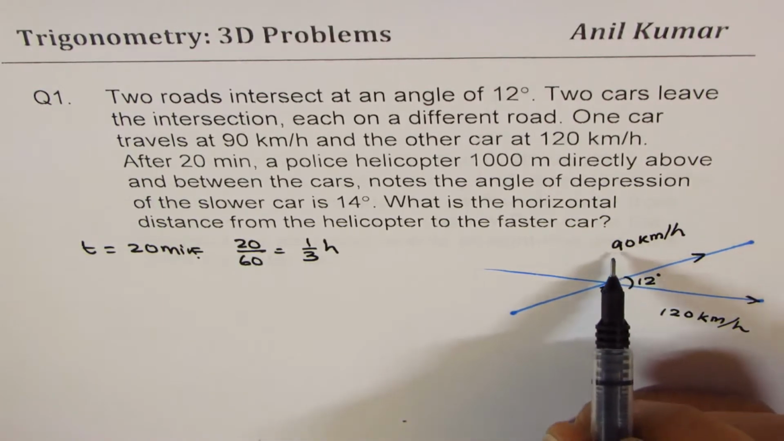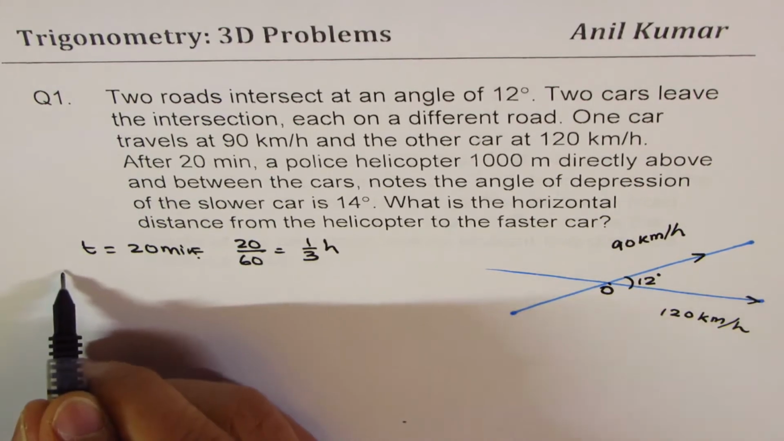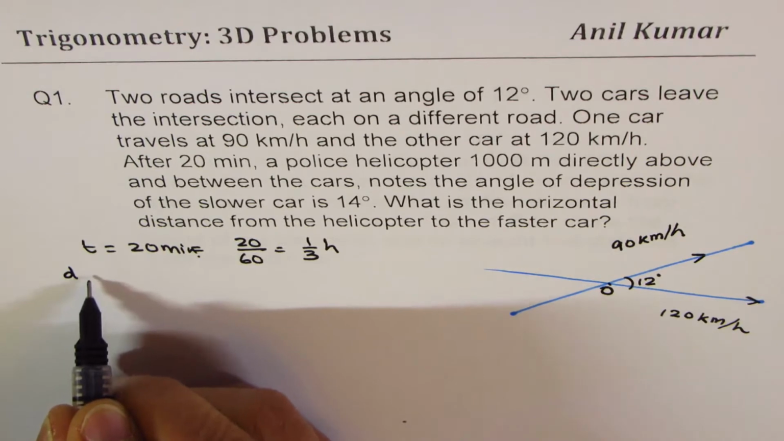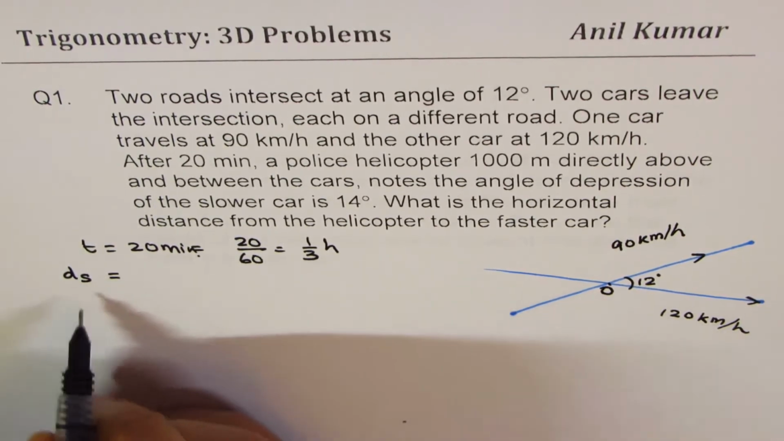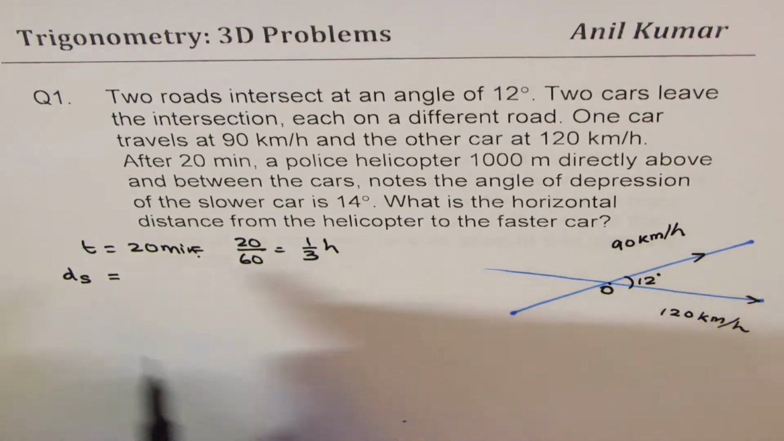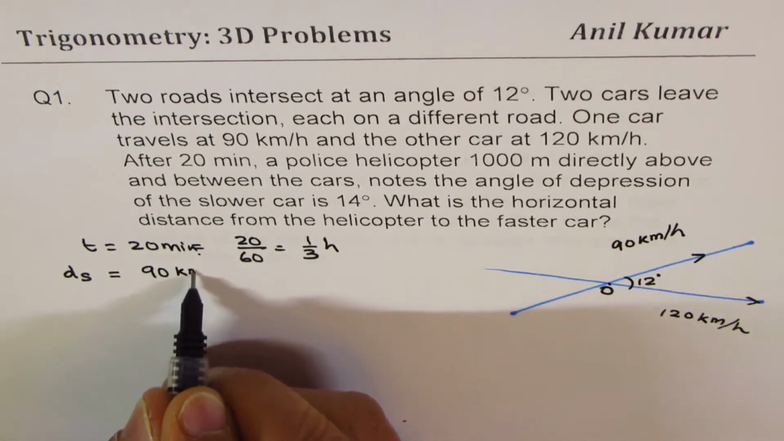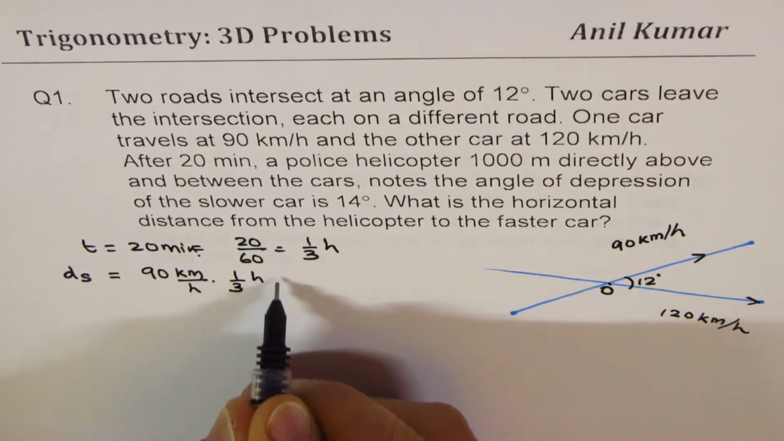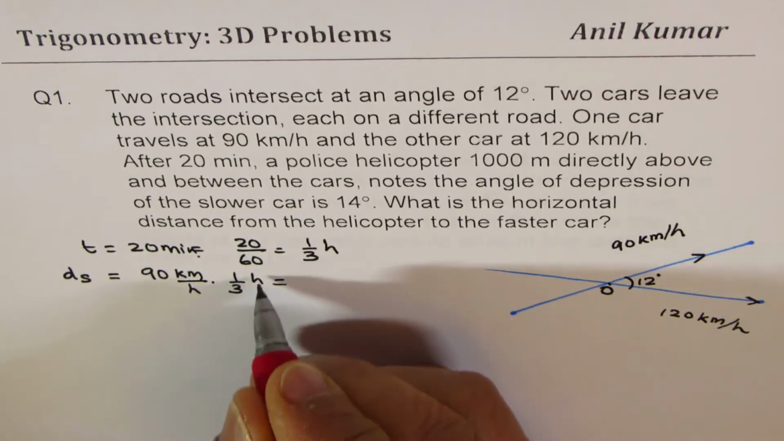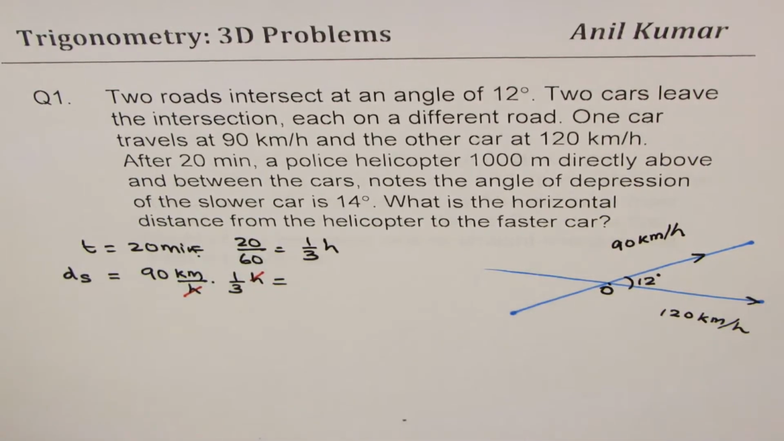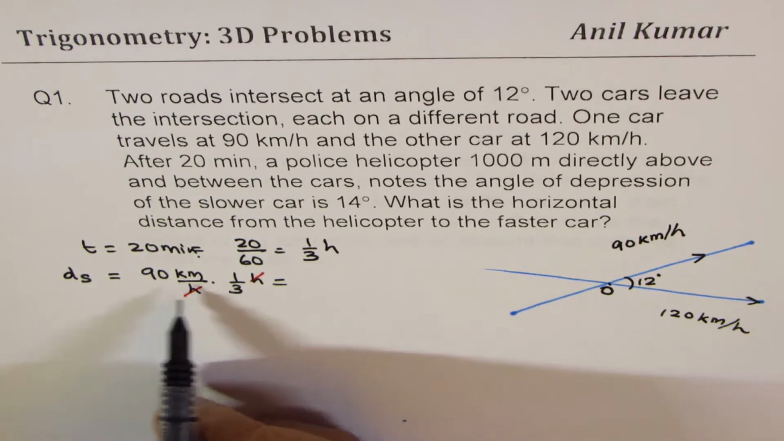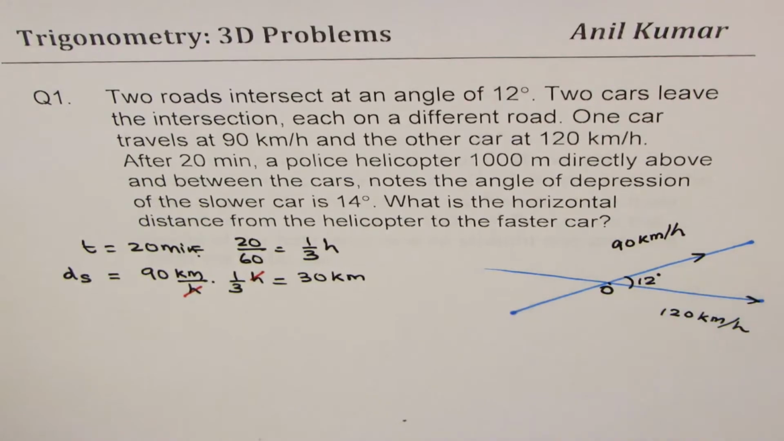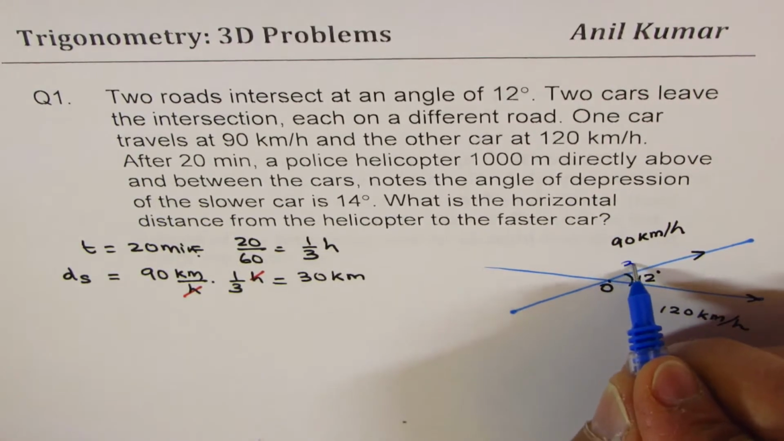Now let us find the distance traveled by each car. Let's say the distance for the slower car is S. The speed is 90 kilometers per hour times time, which is 1/3 of an hour, right? So if you cancel the units, we get kilometers. 90 divided by 3 gets 30 kilometers. So let us say this distance here is 30 kilometers.